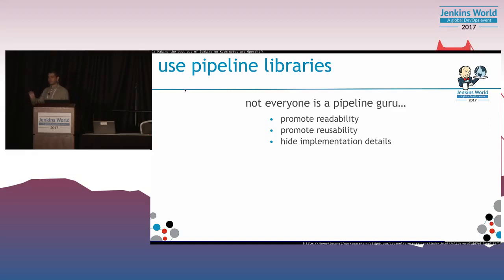This way, you promote the readability of your pipelines because you are actually reusing the libraries pretty much the same way that you would do in any traditional language. You promote reusability because those pieces are reusable. And it also allows you to keep your actual pipelines as DRY as possible because you hide all the implementation details inside the Groovy function, and inside your Jenkinsfile, you keep just a reference to your functions. And this is really, really useful.